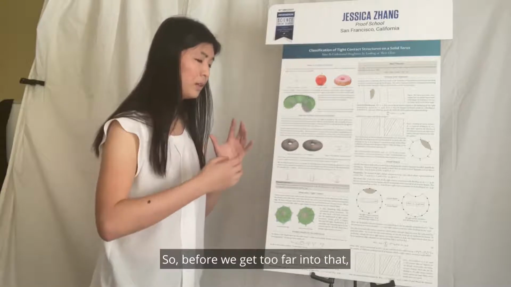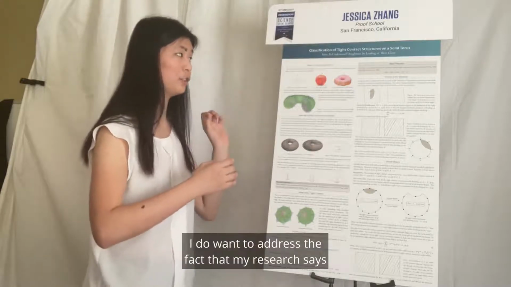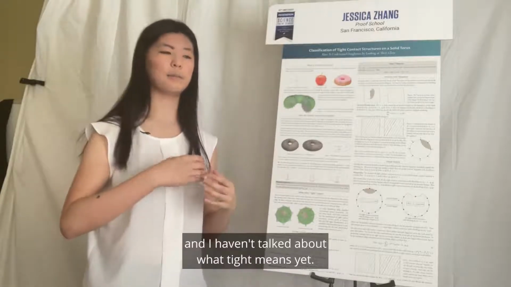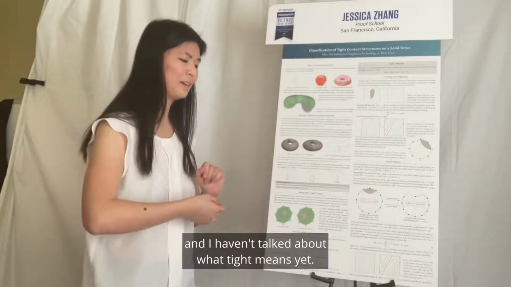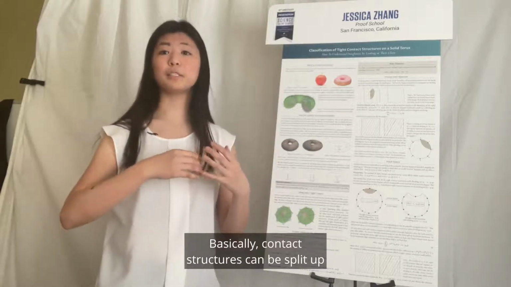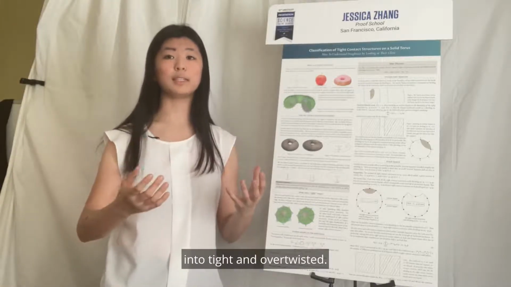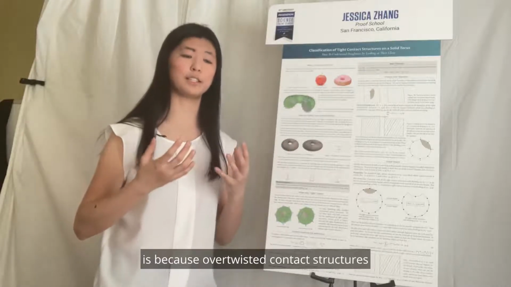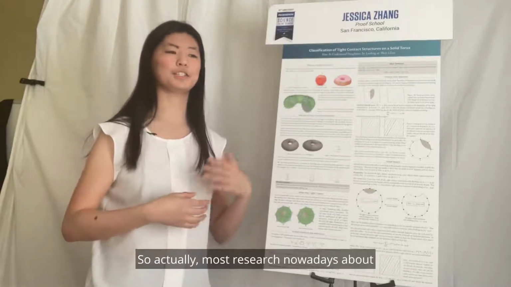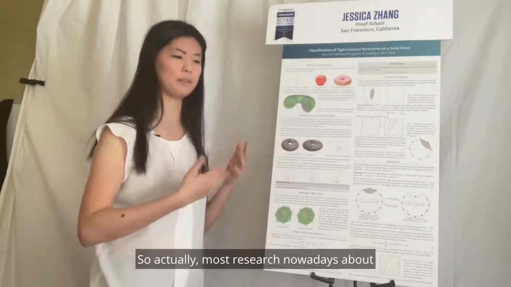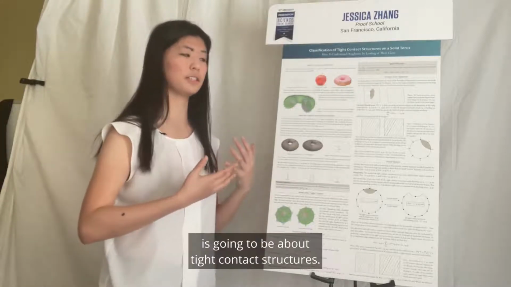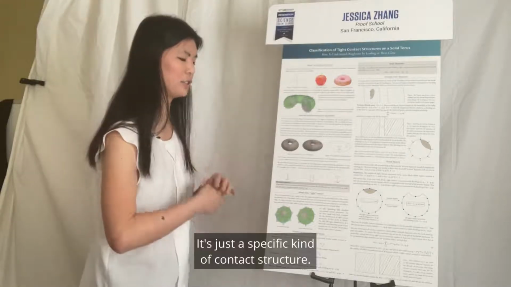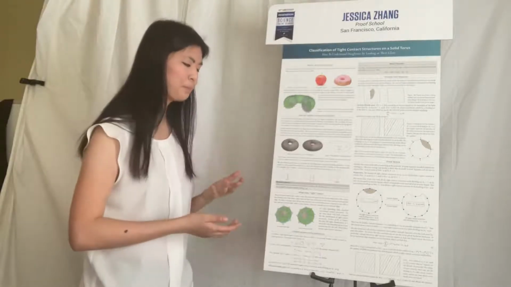Before we get too far into that, I do want to address the fact that my research says classification of tight contact structures, and I haven't talked about what tight means yet. Basically, contact structures can be split up into tight and over-twisted. And the reason I'm focusing on tight ones is because over-twisted contact structures have already been fully classified. So actually, most research nowadays about the classification of contact structures is going to be about tight contact structures. So that's what tight means here. It's just a specific kind of contact structure.